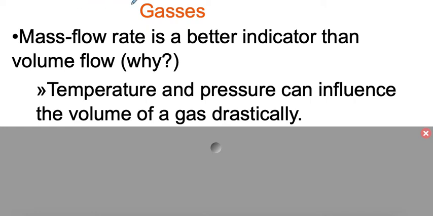So for gases, we had liquids and now we have gases. Mass flow rate is a better indicator than volume flow rate. The reasoning is that temperature and pressure can influence the volume of a gas drastically. If you remember, we had our gas law, P1 V1 equals P2 V2. The pressure can change the volume, or the volume of the container can change the pressure. Temperature can also change things.